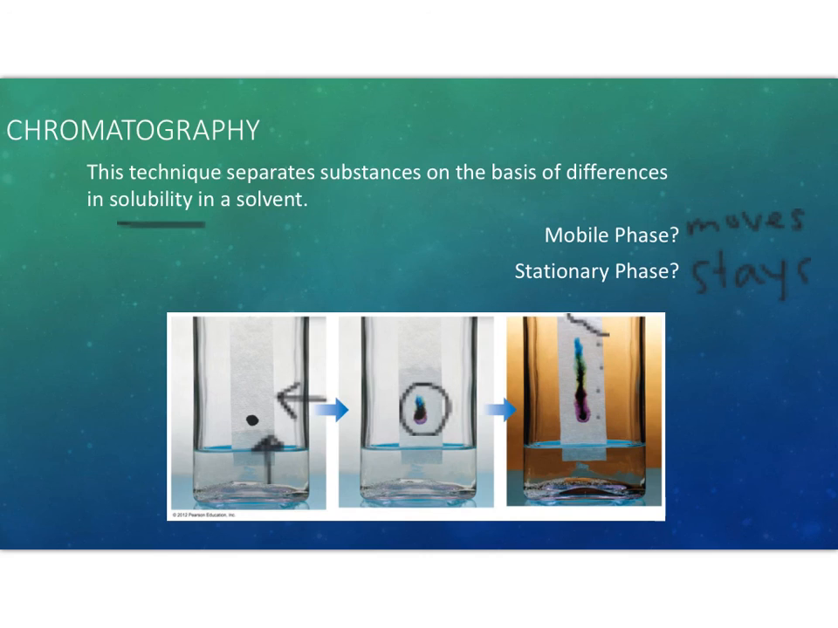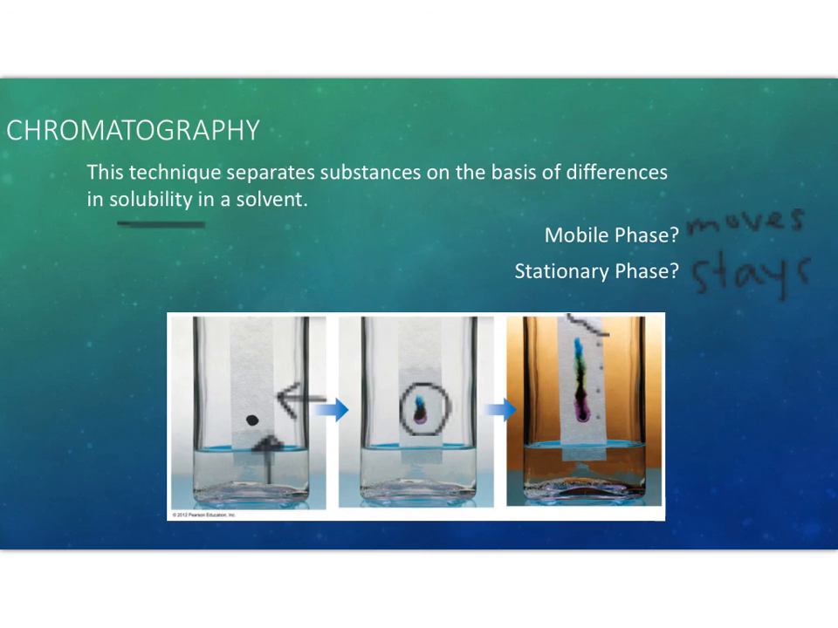And I know that because blue traveled the furthest up that filter paper, so as water was carrying these colors, it started to drop them off once they were too heavy to carry any further. So that means the purple was the heaviest and the blue was the lightest.